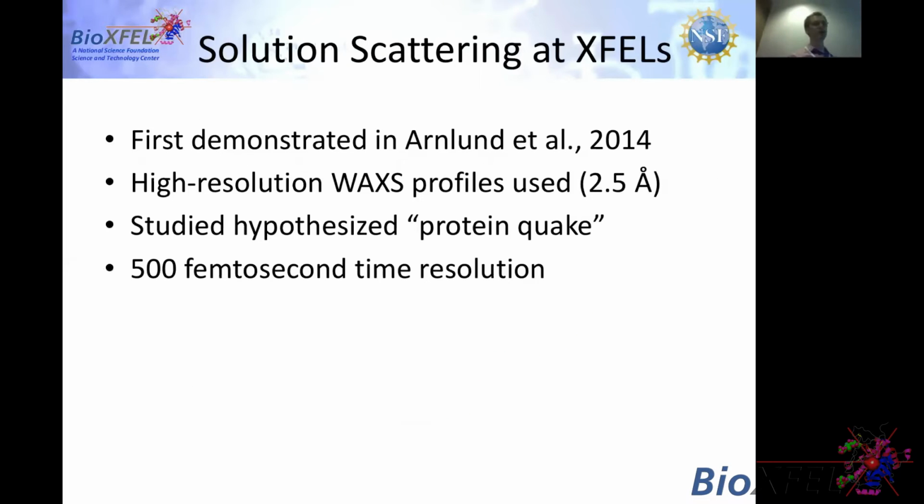So, some quick examples. Solution scattering at XFELs was first demonstrated in 2014. They collected high-resolution wide-angle scattering profiles out to about 2.5 angstrom resolution. This study was meant to verify structurally the hypothesized protein quake in light-activated proteins, and they were able to get something like 500 femtosecond time resolution.